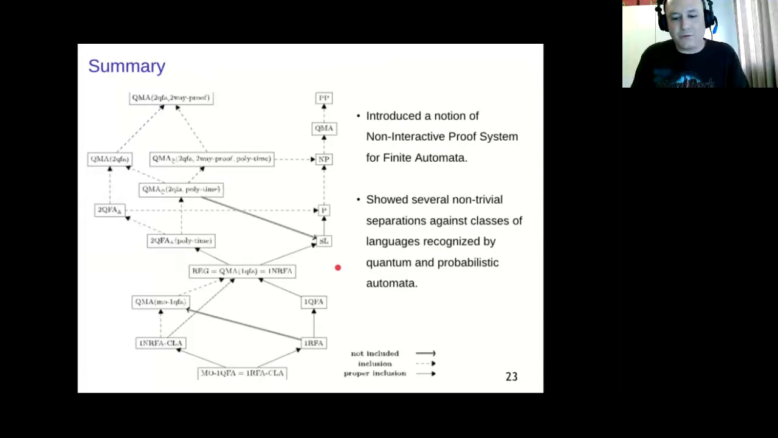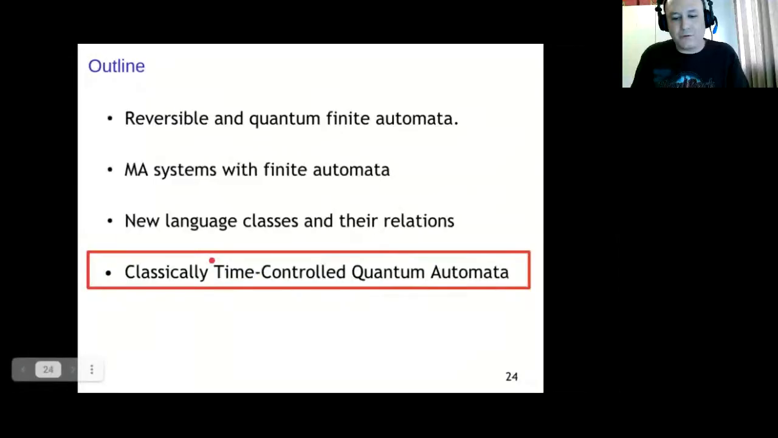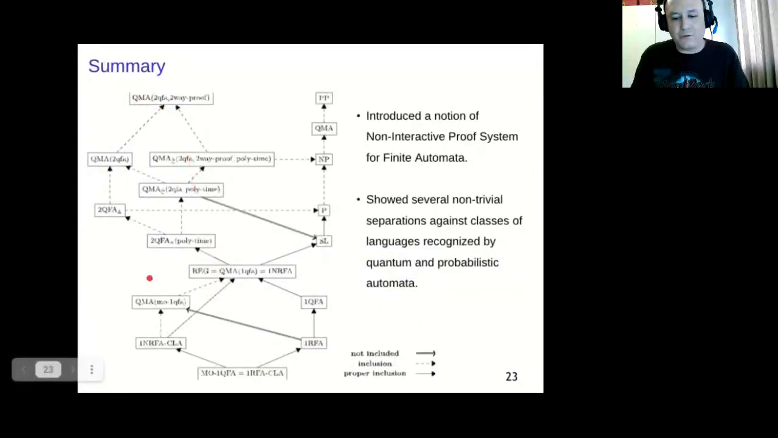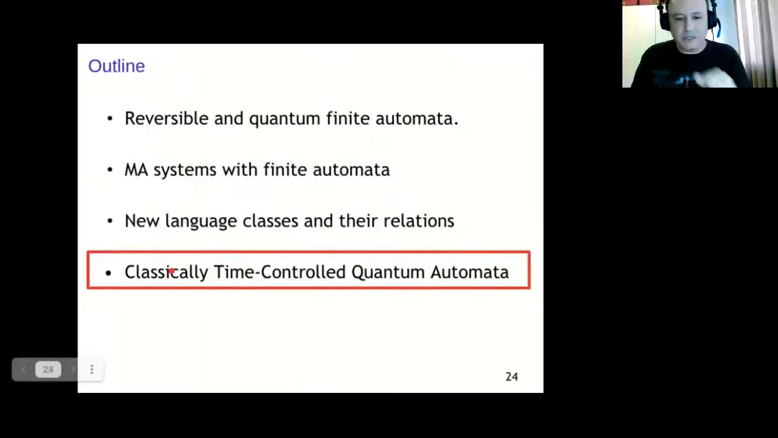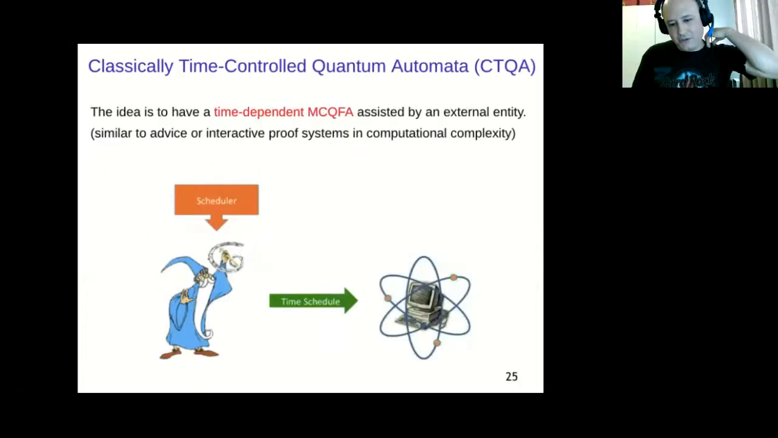Some summary for this part, let me think, I don't know how much time I have, but this is the whole zoo of new complexity classes we have by just playing with these non-interactive protocols. The last idea I want to show you is something I've been working on with Alejandro Diaz-Caro from the University of Buenos Aires. He's going to present later.